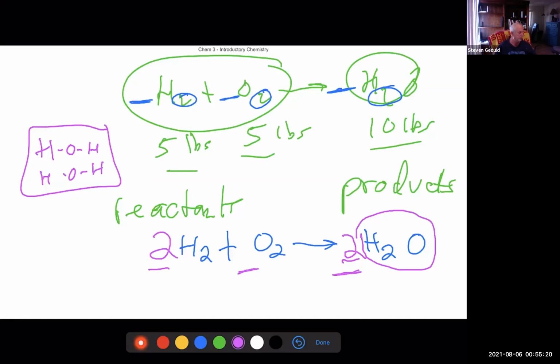Okay. So let's do some simple equations here. Let's do combustion reactions. Combustion means burning in the presence of oxygen. So hydrocarbons are compounds that have carbon and hydrogen, like methane gas we talked about. We have methane gas plus oxygen, which means we burn in oxygen. And hydrocarbons produce carbon dioxide plus water.